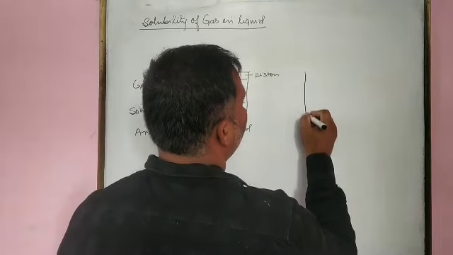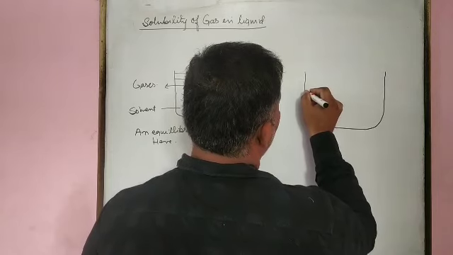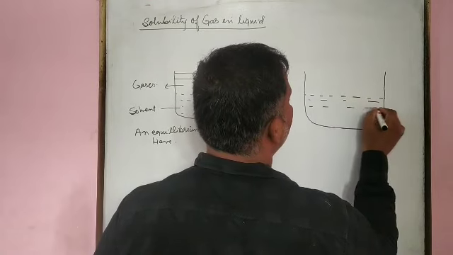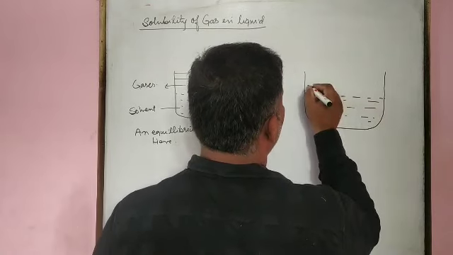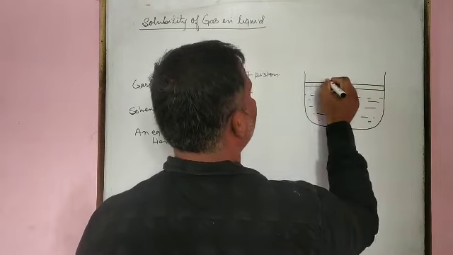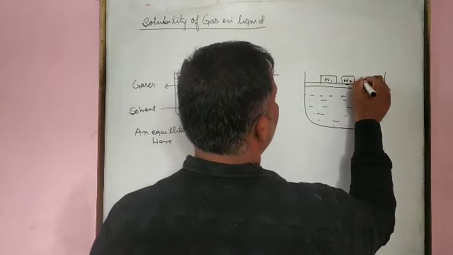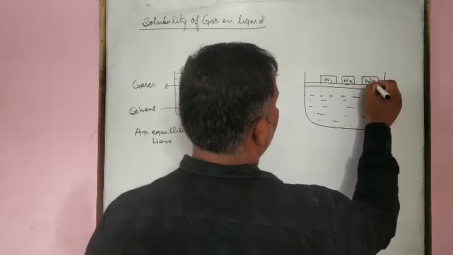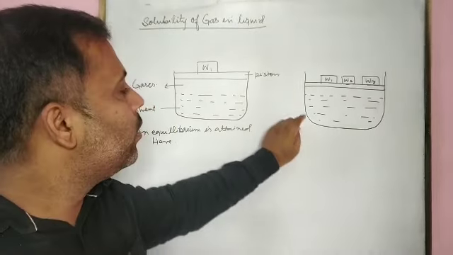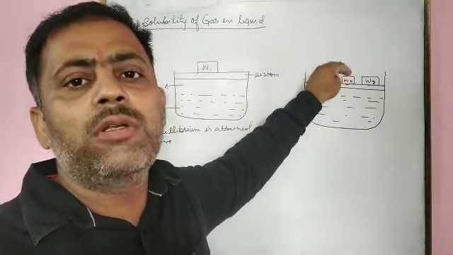We have the same container having the same amount of liquid in it. But here what we are going to do is increase the weight. This one is W1, W2, W3. It means what we have done here is we are going to increase the weight, which means we are going to increase the pressure.